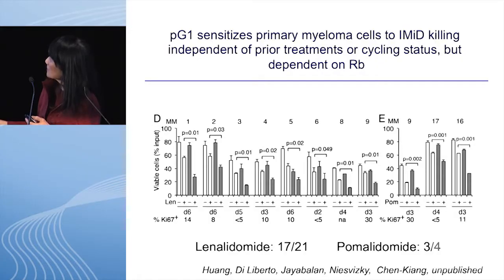And here is a panel of the numbers we have done. For lenalidomide, 17 out of 21 primary myeloma cases are responsive. We haven't done enough for pomalidomide, but 3 out of 4 are responsive. And everything I'm talking about is in the spirit of sharing, and none of it is yet published.